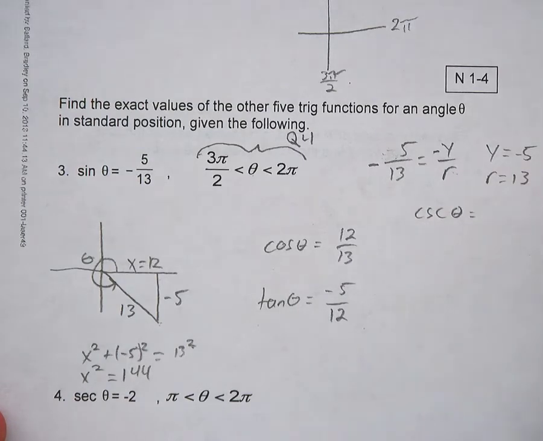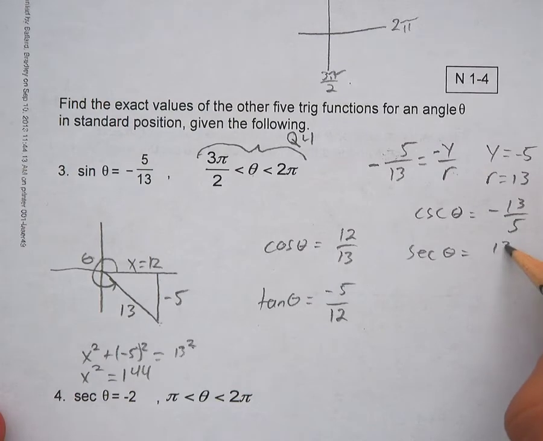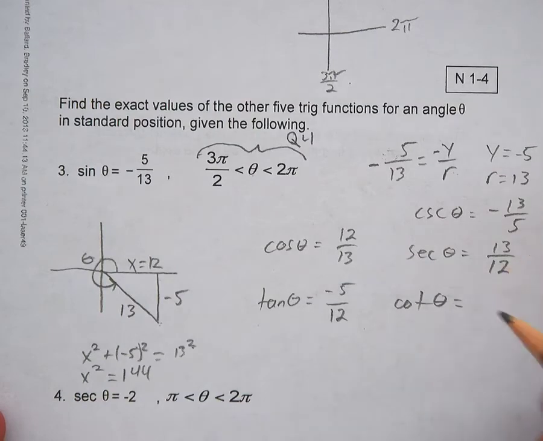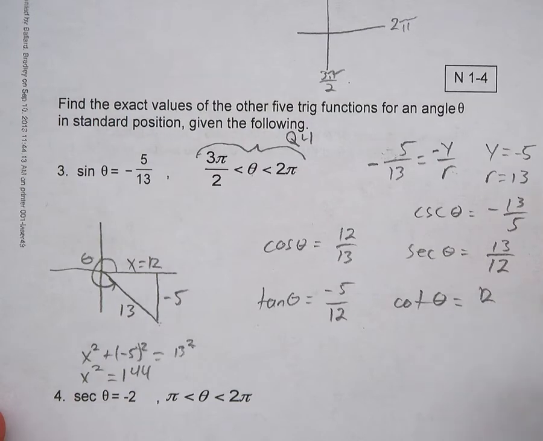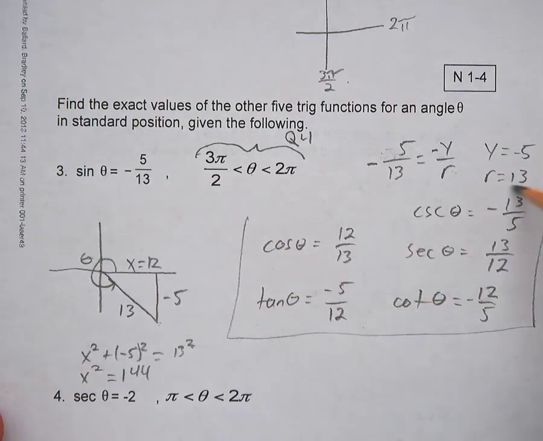Cosecant theta is the reciprocal of sine. Secant theta is the reciprocal of cosine. Cotangent theta is the reciprocal of tangent. Alright, so take a second, fill that out, pause if you need to.